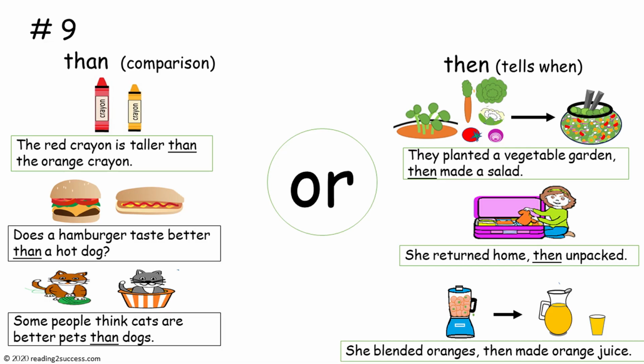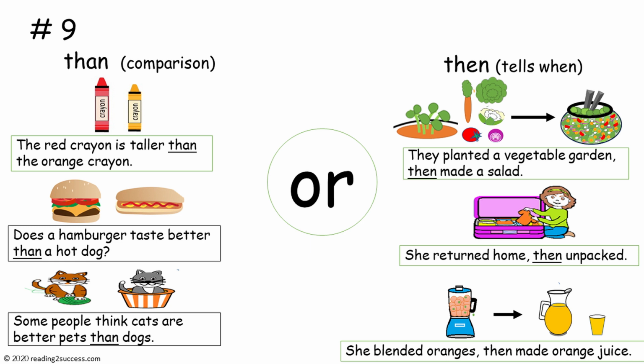And now introduce kids to number 9. Than and then. T-H-A-N is a comparison. The red crayon is taller than the orange crayon. Does a hamburger taste better than a hot dog? And some people think cats are better pets than dogs. And then.